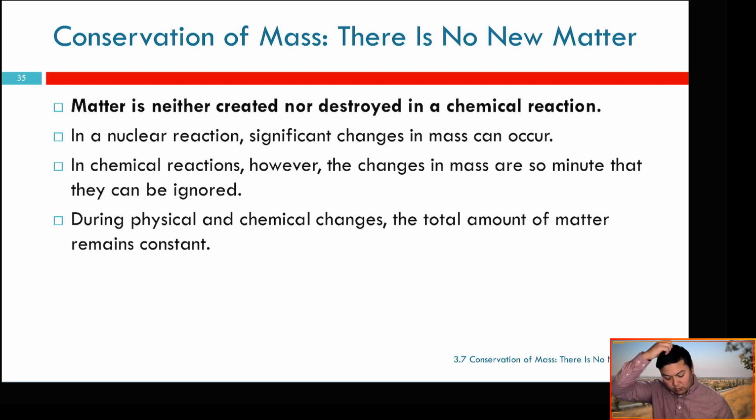Okay, so I'll talk about the conservation of mass. There is no new matter. Matter is neither created nor destroyed in a chemical reaction. In a nuclear reaction, we actually are converting matter into energy. That's why this says there is no new matter. We know of no way to take energy and convert it into matter.